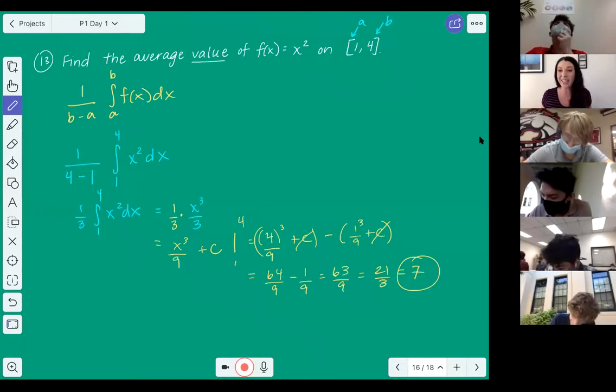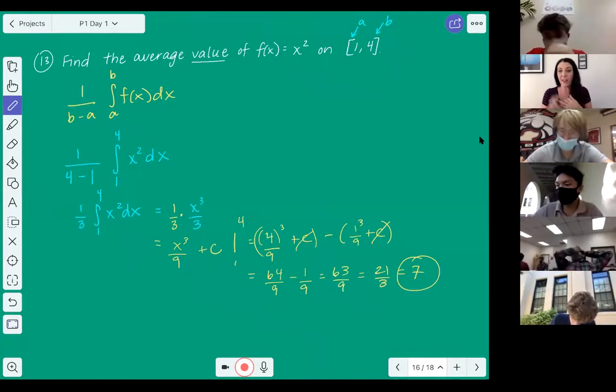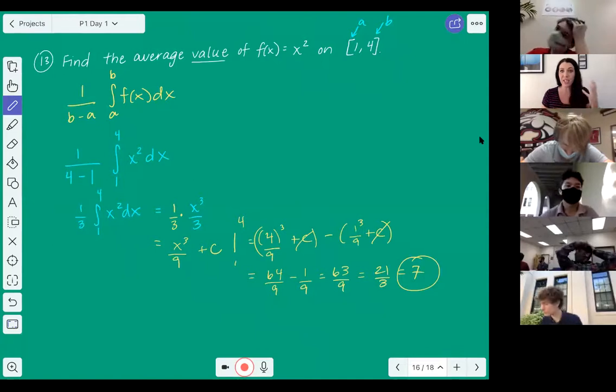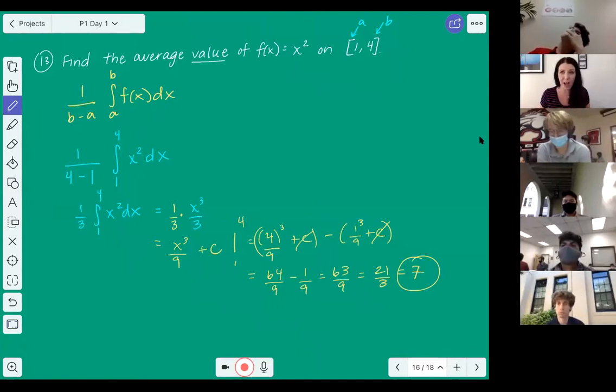Okay, excellent job. So we got 7. So we got a totally different answer, right? Similar function, same interval. This was asking for average value versus average rate of change. So again, the average rate of change found the slope between those 2 points.